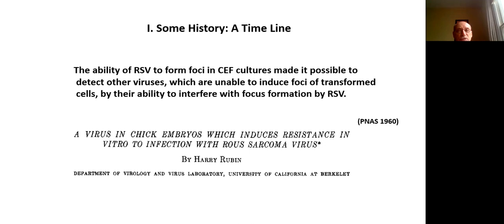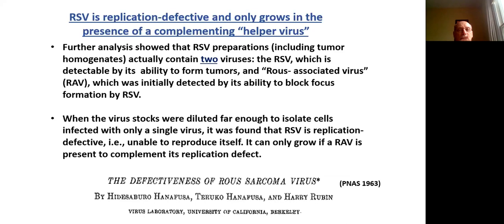Then it was found, in working with Rous sarcoma virus stocks, that these stocks contain not only Rous sarcoma virus, but a second virus, which was called RAV, Rous-associated virus, which again was detected because pre-infection with RAV makes cells resistant to focus formation by Rous.